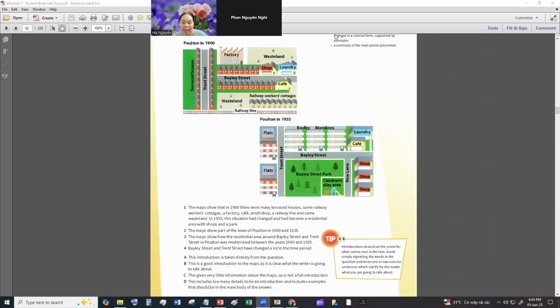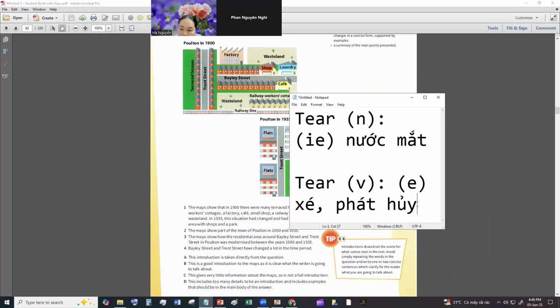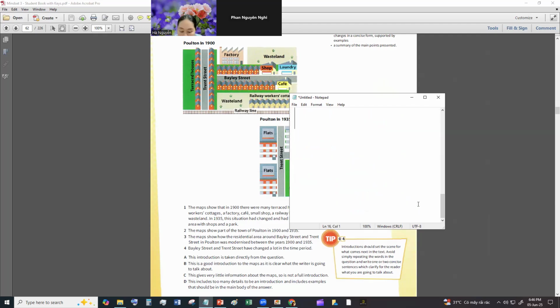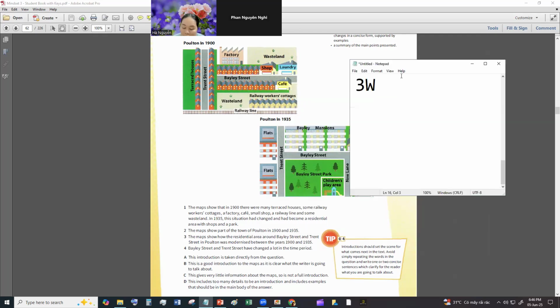Good job. Yes, it's clear and we know what the writer is going to talk about without going into too much detail. Remember, a good introduction needs to show the 3 W's. Do you remember the 3 W's? When, where, and what? Okay, so they are what? The first one and the most important is what? What is the chart? So this is a map, right? What does it show? It shows how the residential area around Bailey Street and Trent Street was modernized.